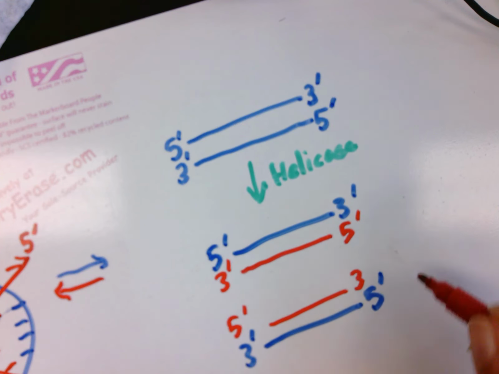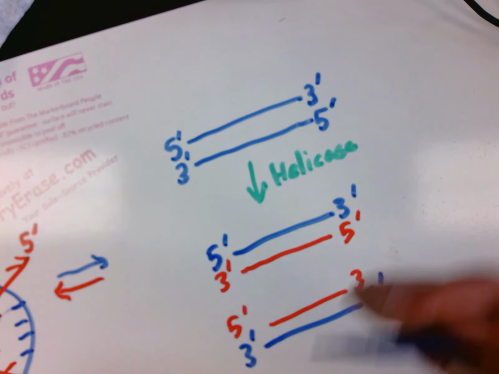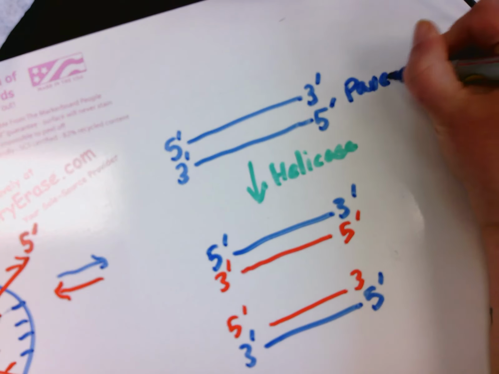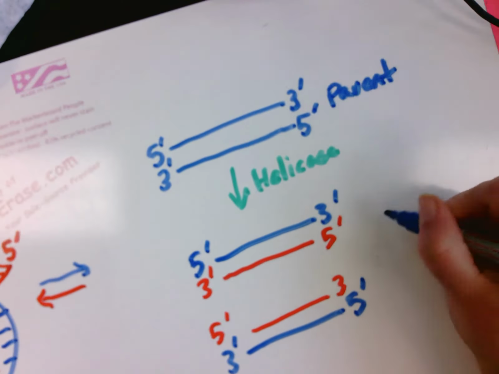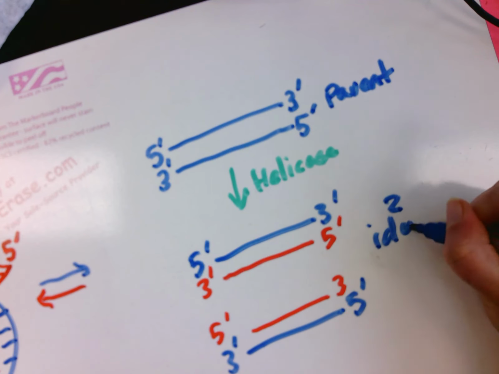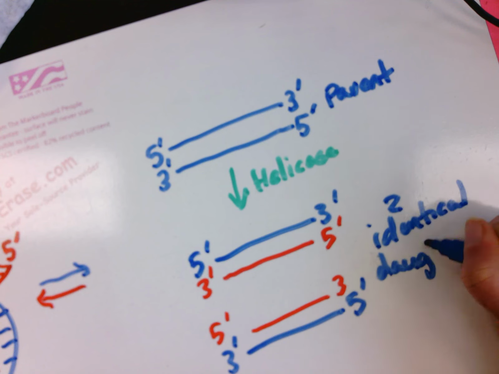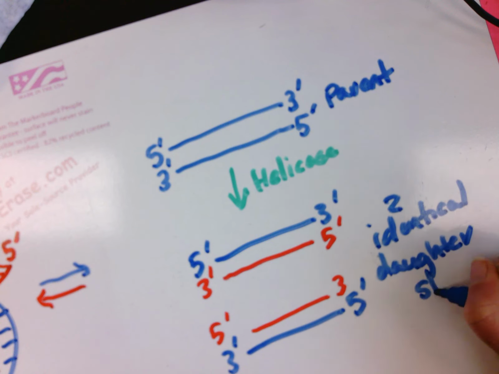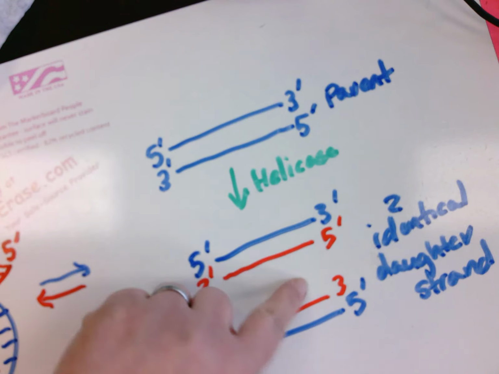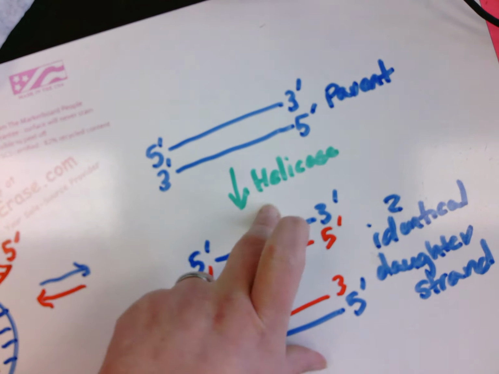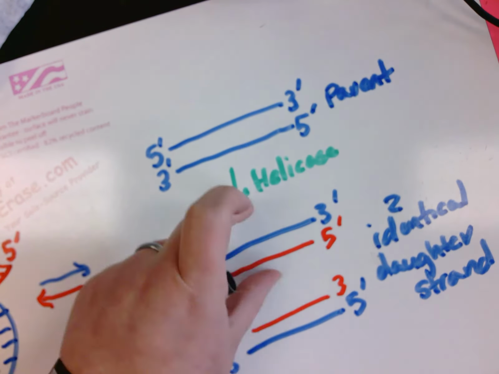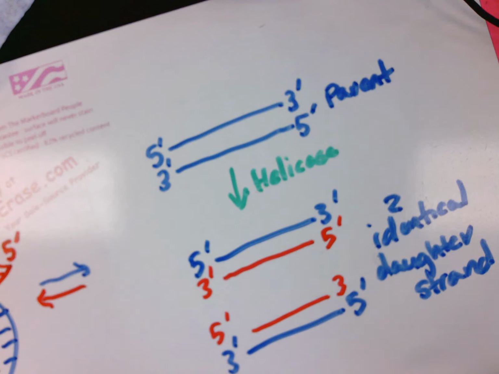Like that. So where I had one parent strand here, now I have 2 identical daughter strands. And this one would go into one cell and this one would go in the other cell during mitosis. And now these 2 cells would be identical because they have identical copies of DNA.